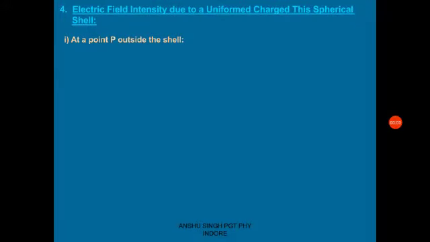Now the electric field intensity due to a uniformly charged thin spherical shell. We are taking a thin spherical shell and we are interested to find out the intensity at a point outside the shell. This is your shell. It is charged. The center of the shell is O and the distance between the center and the boundary of the shell is r, that is, the radius is r.